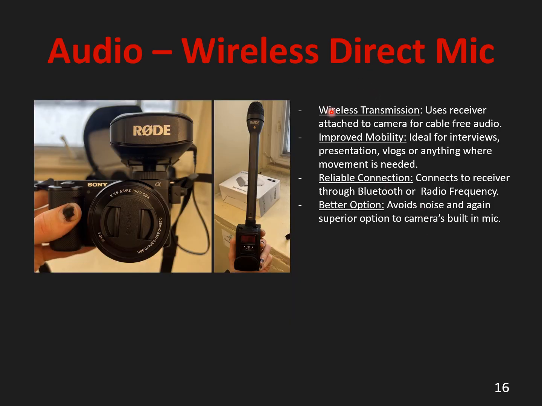And the next is a wireless mic. With the wireless mic, we've got the actual microphone and then the receiver. The receiver attaches to the top of the camera, plugs into the audio input jack, and then through radio waves connects with the microphone. It's got a pretty good range, I believe up to 50 feet, but this is great for interviews if you're on the street interviewing people. But it's definitely more of a one-to-one situation. I've got some of the benefits down here: improved mobility, reliable connection, and again, it's a better option than the built-in microphone.